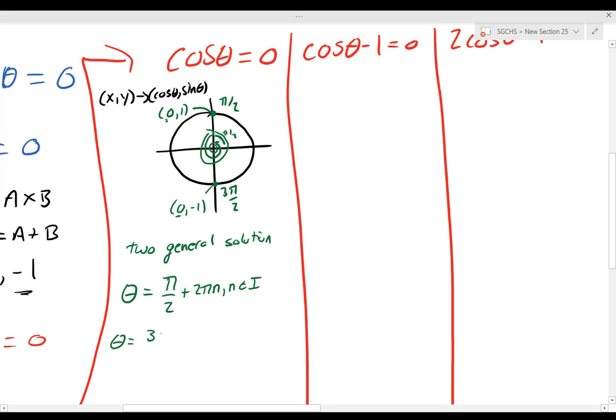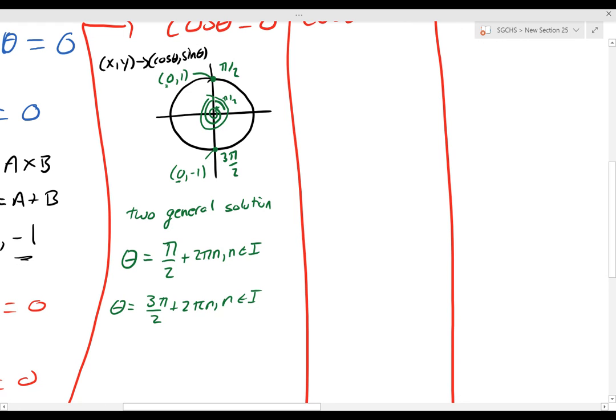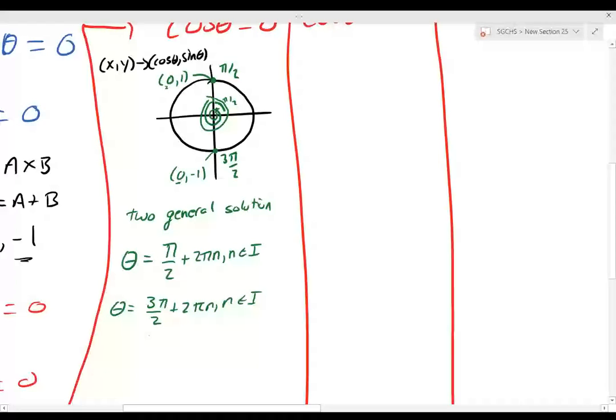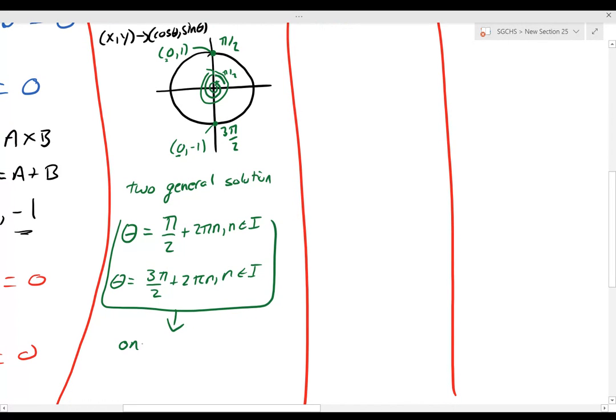If we start off at 3 pi over 2 and we add a full rotation here, well, we will be given the general solution 3 pi over 2 plus 2 pi n, where n is any integer. Now recognize this can be represented by one general solution.